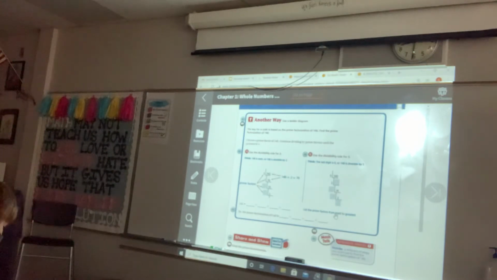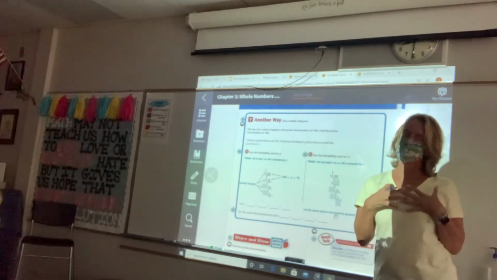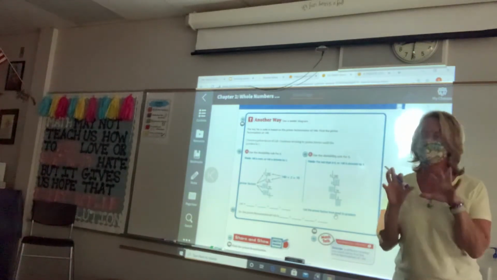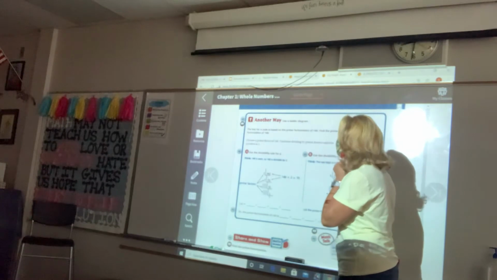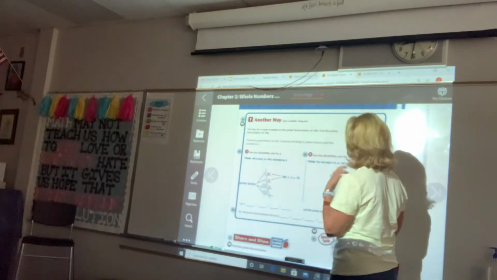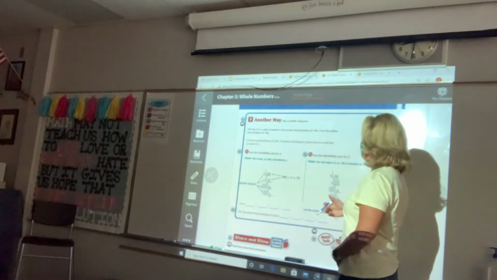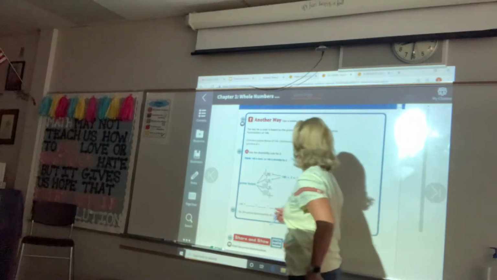This is another way to do it. It's called a ladder diagram. Personally, I'm not a fan, but if you like it, then you can use it, okay? So the key for a code is based on the prime factorization of 140. Find the prime factorization of 140.